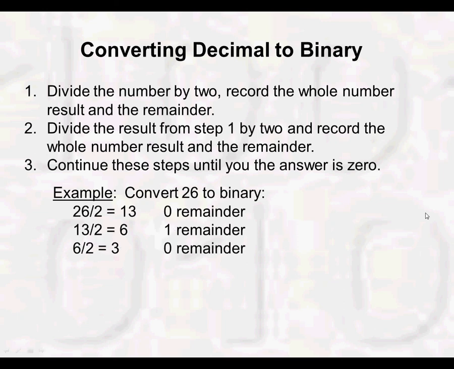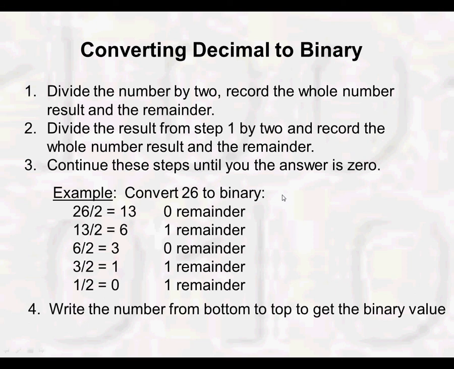6 divided by 2 is 3, with nothing left over. Take that answer, divide it by 2. 3 divided by 2 goes 1 time, with 1 left over. And 1 divided by 2 is 0, with 1 remainder. So now I've finally gotten my answer 0. If I go backwards here, I can go 1, 1, 0, 1, 0. That is my answer in binary. So 26 in decimal is equal to 11010. If you're not sure, convert it back the other direction and double check to make sure that this gives me the value of 26.